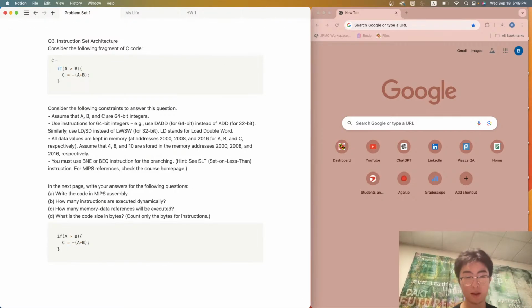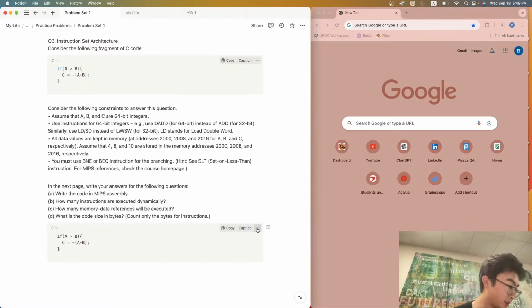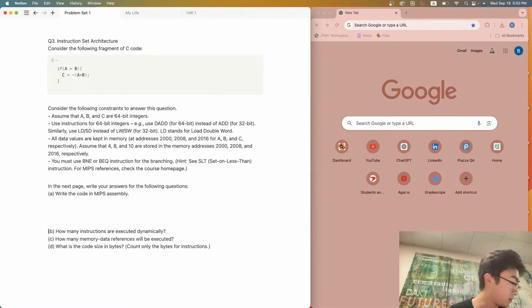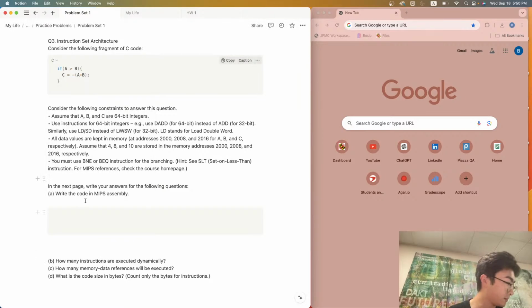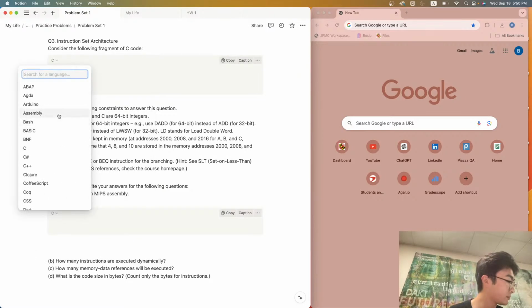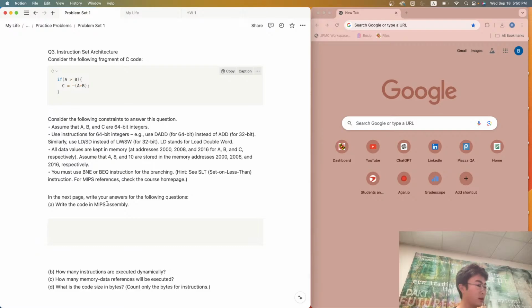Oh man, I hope I don't have to memorize all of these instructions, because I do not. Okay, so write MIPS code in assembly. Let's code this out. So what do we have to do here, right? We have to compare if A is greater than B, C is equal to negative.